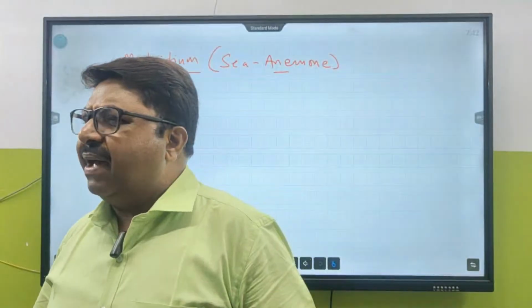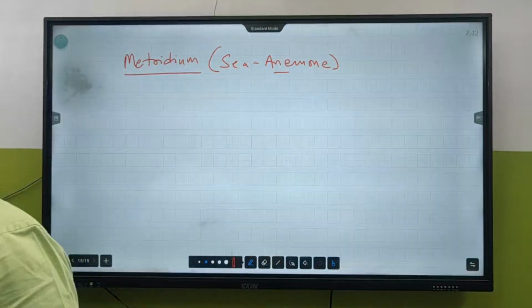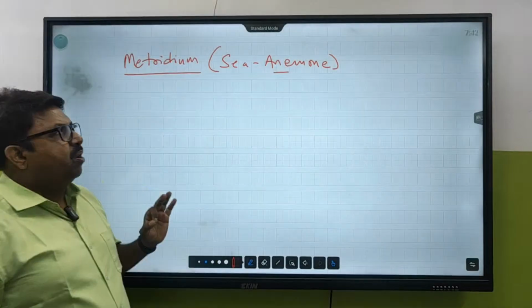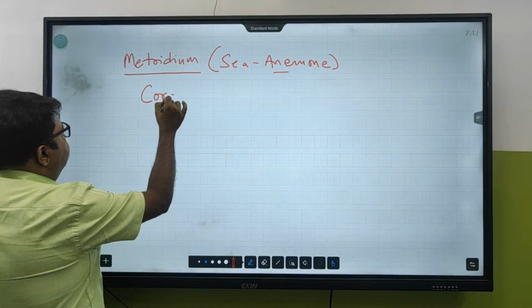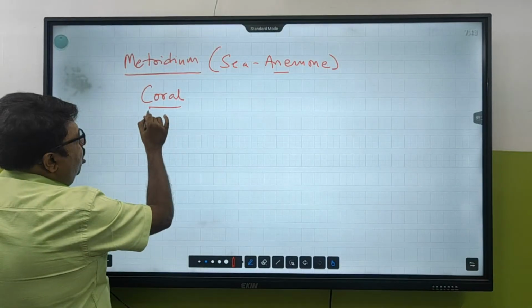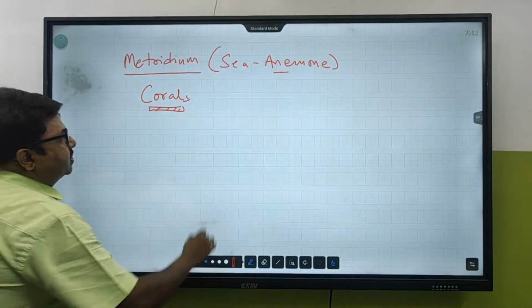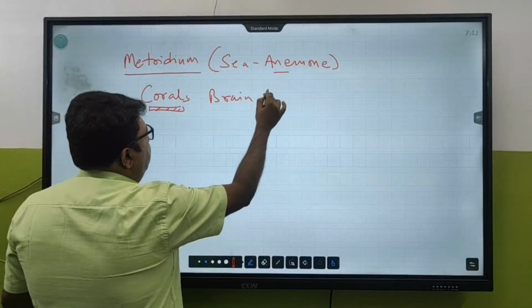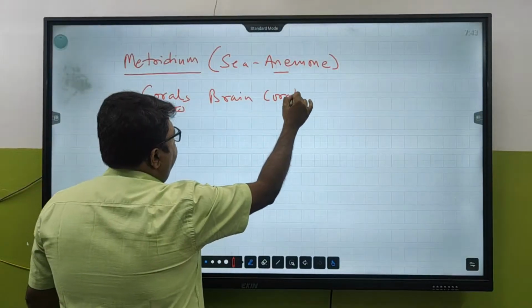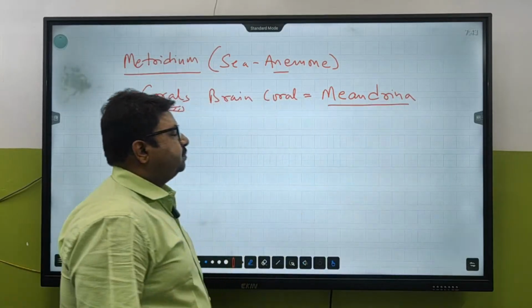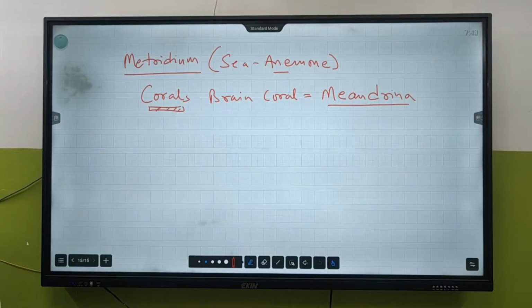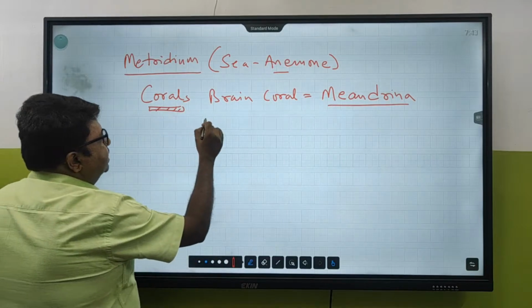What else? Some of this Anthozoa have calcium carbonate depositions. Due to these calcium carbonate depositions, they are called corals. So there are some corals called brain coral, and the scientific name of this brain coral is Meandrina. Clear? Very good. So this is brain coral.